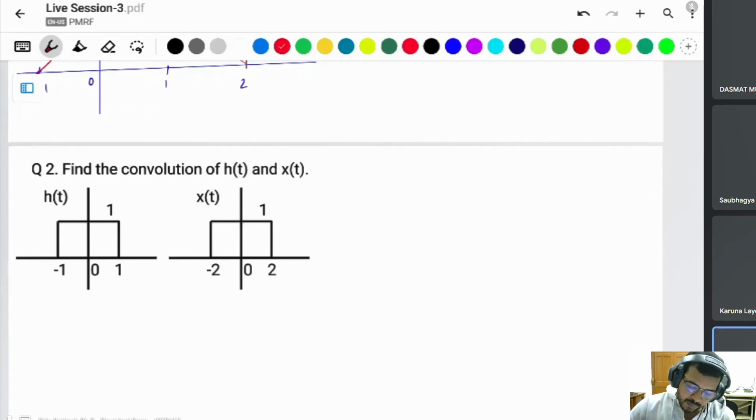Yes, there are two rectangular signals but of different width. To find the convolution between them, this is s(t), this is x(t). Then how can you find the convolution of these two signals?